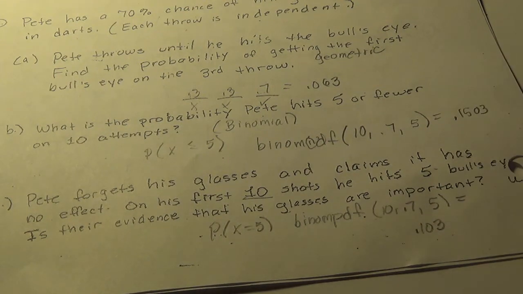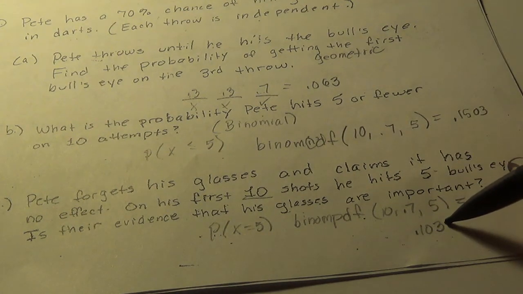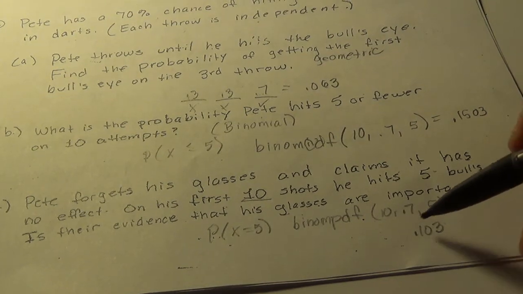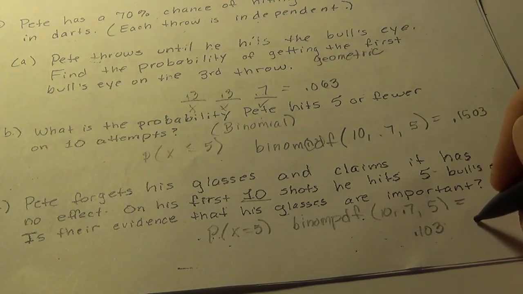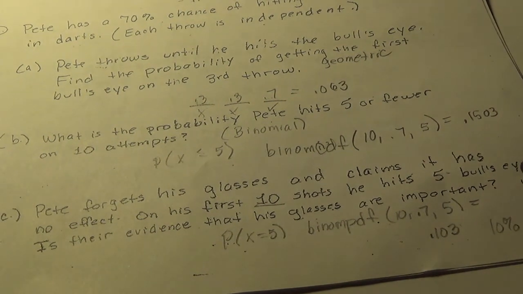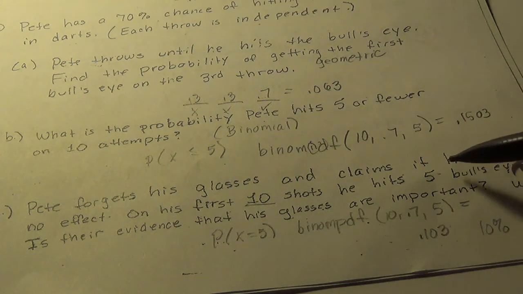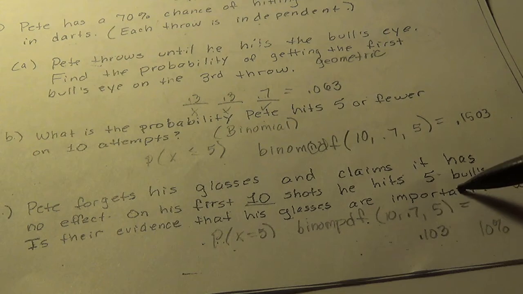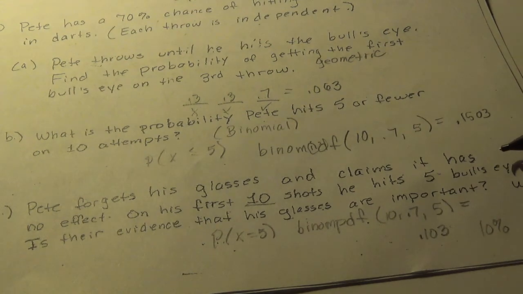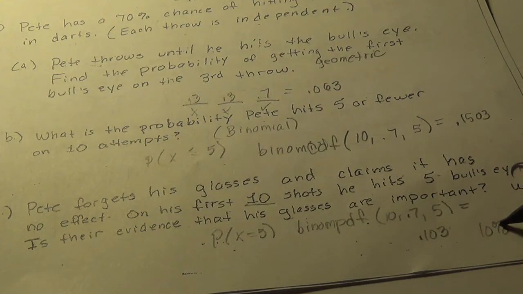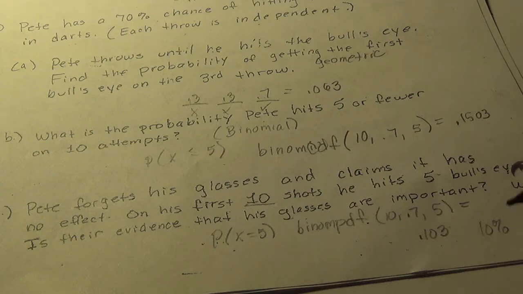So that, would you say his glasses are important? That is like a 10% chance of happening. So 1 out of 10 times that could happen. So I'm thinking that on the basis of that information, I'm not ready to say that his glasses are important. So I'd say no, because 1 out of 10. Now you could say, that's pretty rare, 1 out of 10, so his glasses are important. So you could defend it your own way. Don't you hate when that happens?